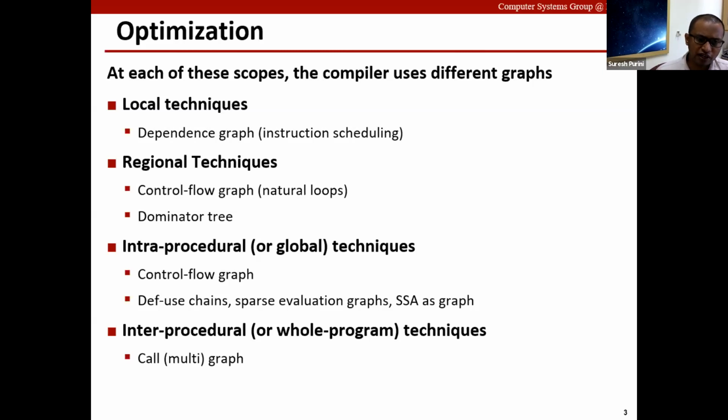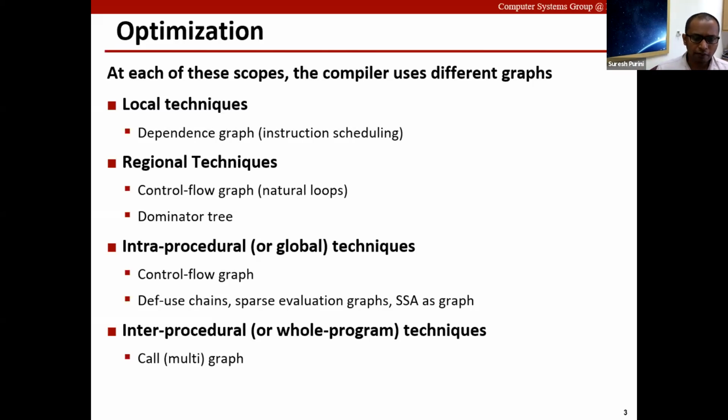And of course, when we are working at a procedure level, then we have to construct the control flow graph associated with that function. And along with the control flow graph, several other data structures such as def-use chains, use-def chains, or an SSA representation of the program will be created.